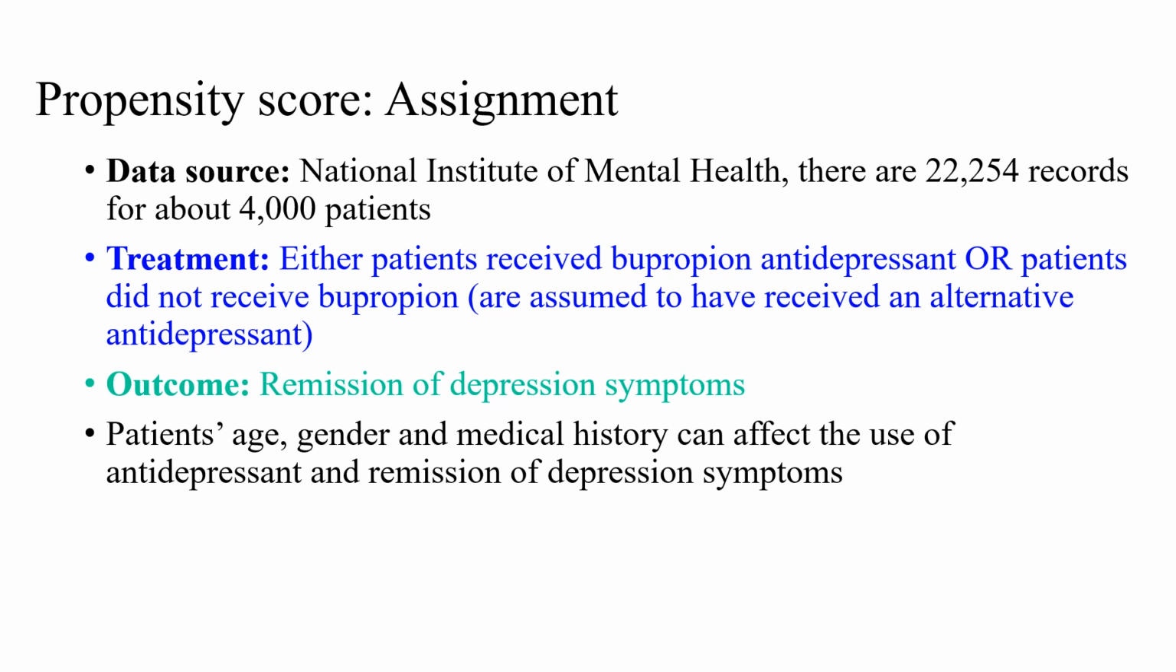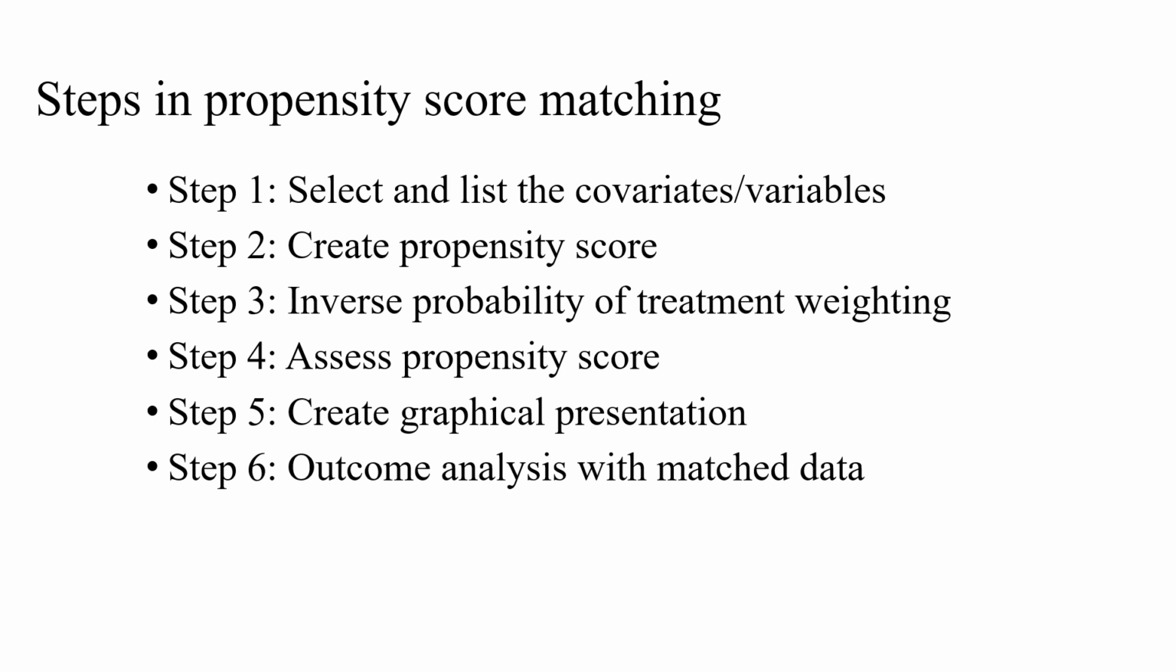Patient's age, gender, and medical history can affect both the treatment selection and the outcome. And now we will have to conduct a propensity score matched analysis to create comparable risk groups. This is our assignment. Now, how will we do it? These are the steps for propensity score matching. I will go step by step.